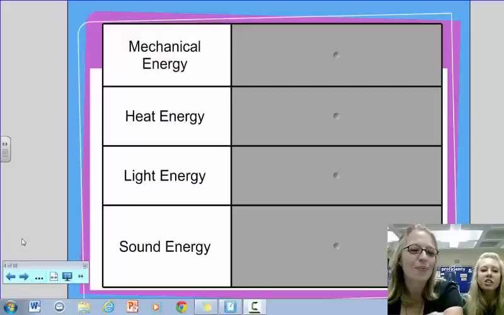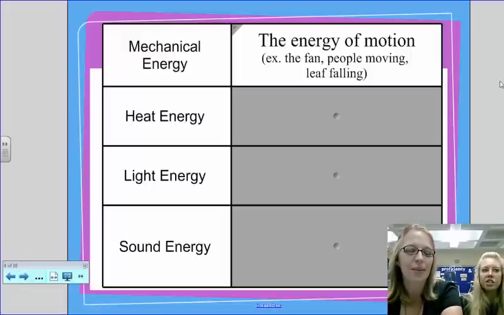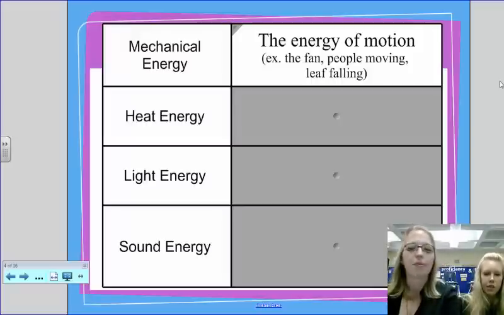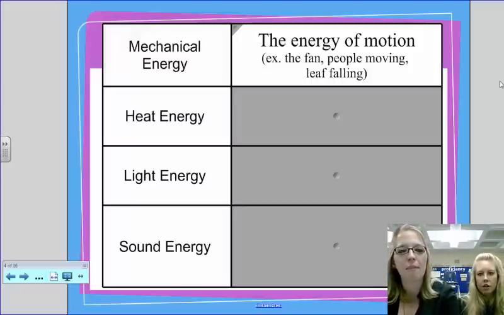Okay, so mechanical energy is the first one we want to talk to you about. Mechanical energy is really just the energy of any type of movement, motion. So when you're walking, when the blades of a fan are spinning, or even a leaf falling. So any sort of movement. It doesn't have to be a machine doing the movement. It could be anything moving, like our bodies. So it's the energy of motion.